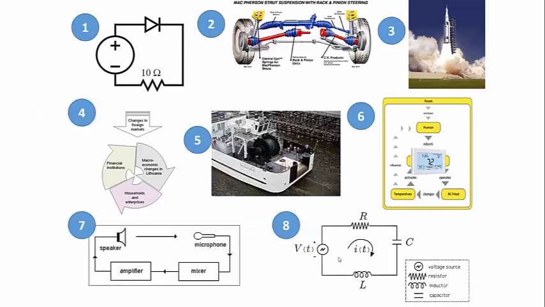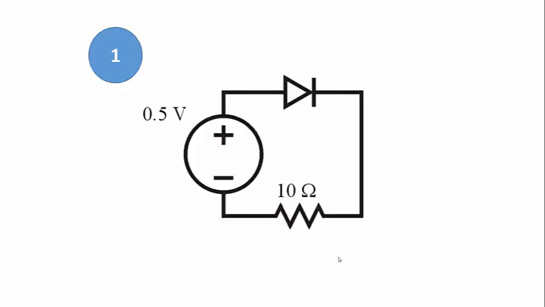Here are 8 examples of systems. Some of them, such as number 1, number 8, are circuits, and since circuits 1 and circuits 2 are prerequisites for this course, you should be fairly familiar with those circuits. Other ones are mechanical systems, like 2, 3, 5, and 6. 7 is a mixture of the two. 4 is an economic system.